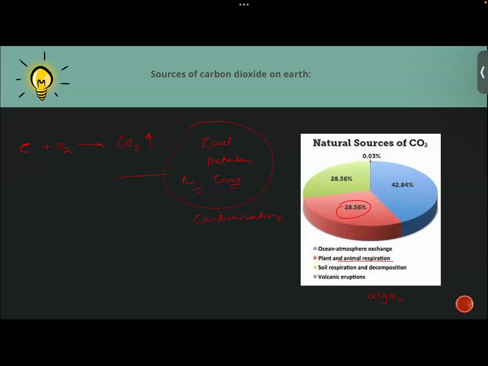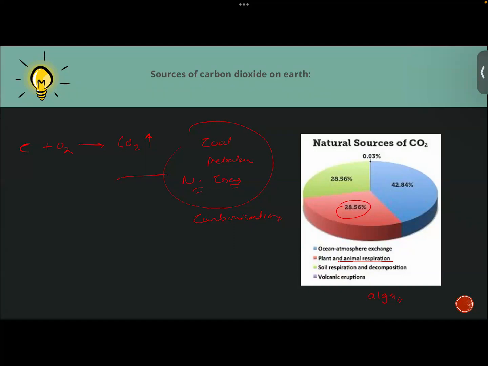Yes, sir. And we know in the process of respiration, basically, carbon dioxide gas is given off. And some of the carbon dioxide gas will be released due to volcanic eruptions as well.